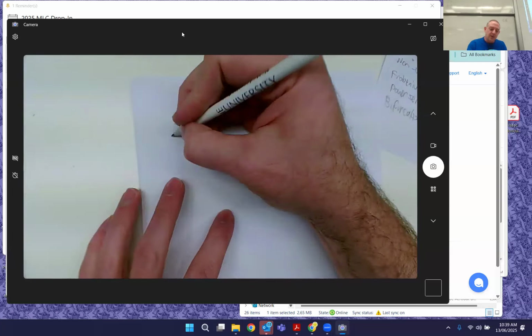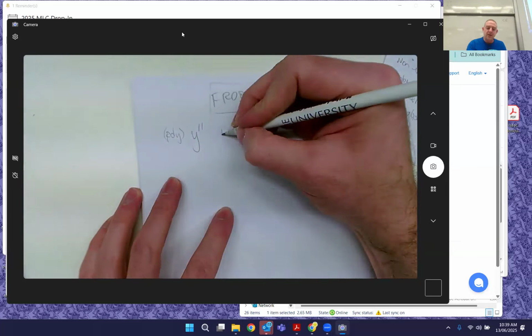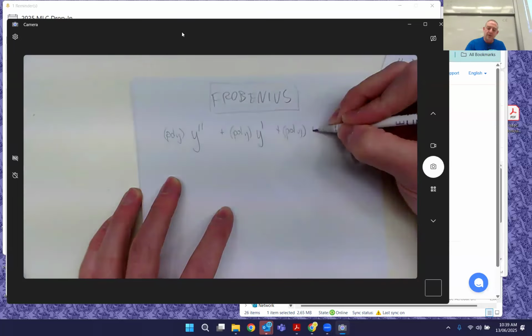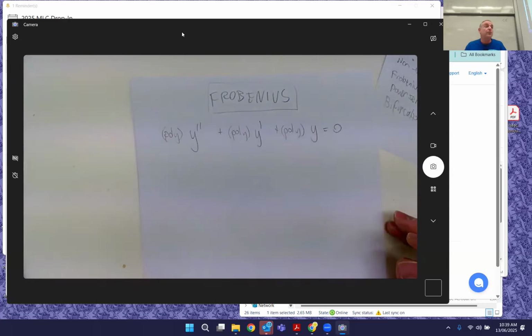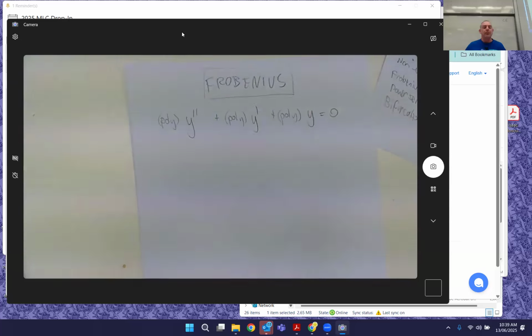So if you have something like this, a polynomial in x here, a polynomial in x here, a polynomial in x here equals 0, that is the situation in which you use Frobenius's method. Also the situation in which you use ordinary power series methods. Also the situation in which you use, I think it's called Euler-Cauchy. But Frobenius's is the most general version.